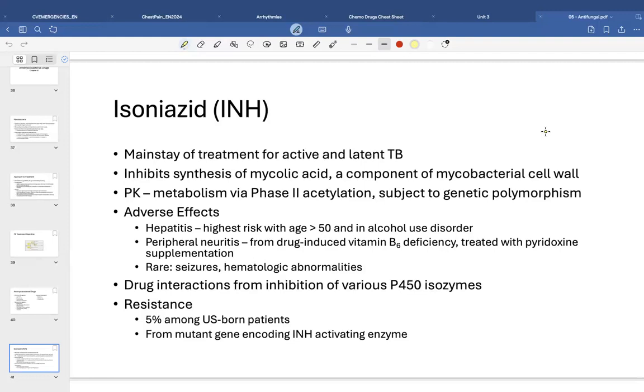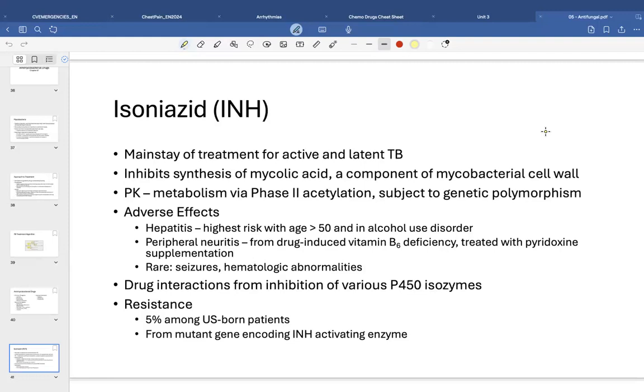There are some drug interactions from the inhibition, and resistance to INH is low in US-born patients. Internationally, it may be more of an issue, but again, it can develop when therapies are not combined with multiple drugs. So you have to be very aware of that risk.